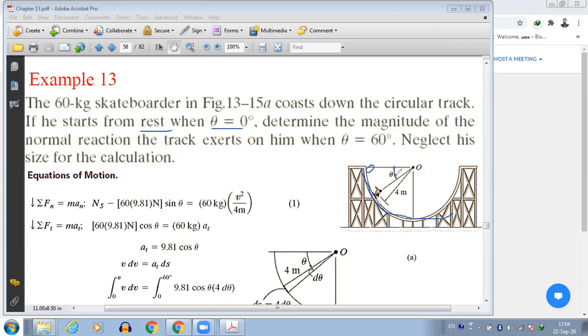This is the theta, how it's defined. Determine the magnitude of the normal reaction the track exerts on him. Obviously, when he's moving over the track, it will exert a normal reaction on him. When theta is 60 degrees, we need to find what this normal reaction is. Okay, good. Do you understand the problem statement?